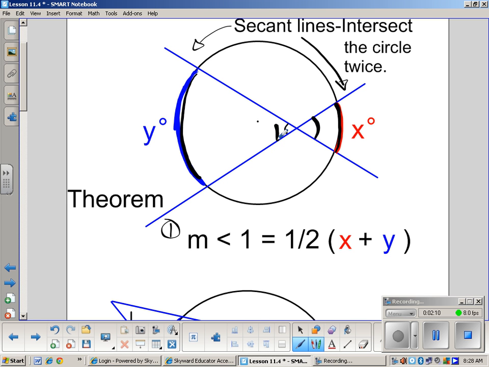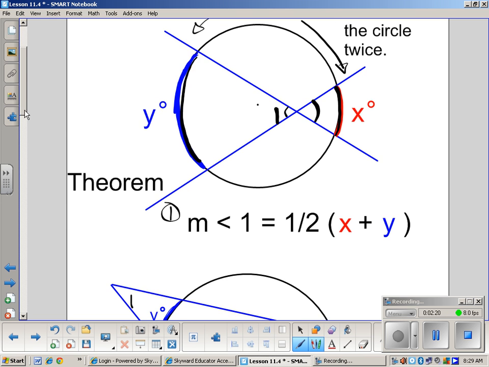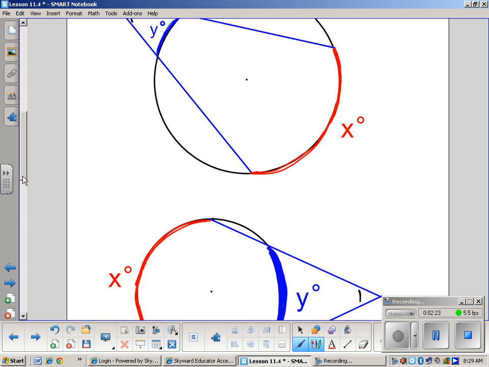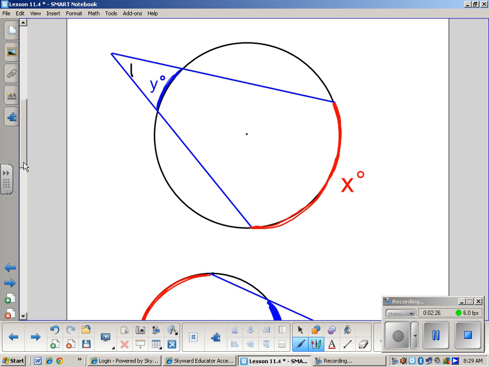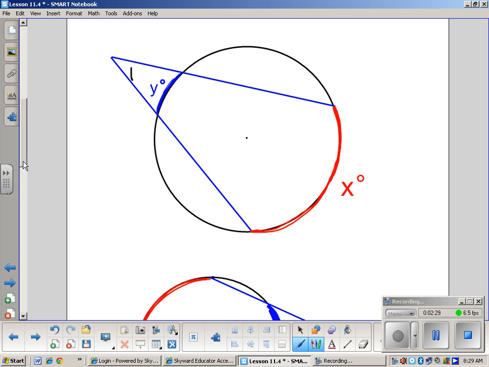Okay. Unfortunately, secants don't always intersect inside the circle. They don't always intersect inside the circle. Sometimes they intersect outside the circle. And when they do, the rule is still the same. Yes? Yes, please. What do you need? The theorem.